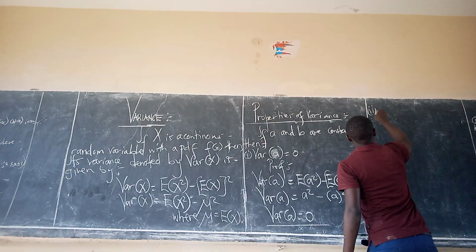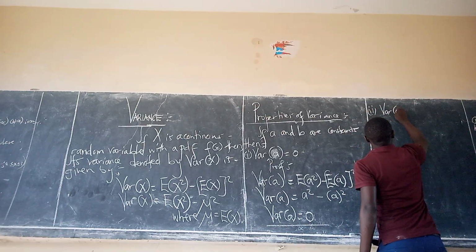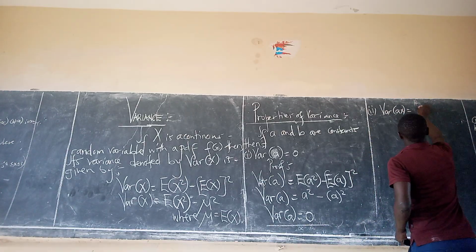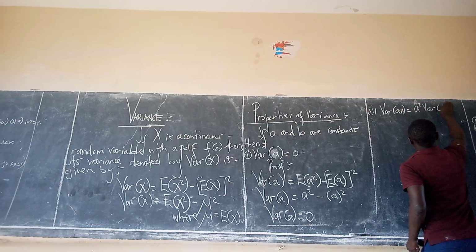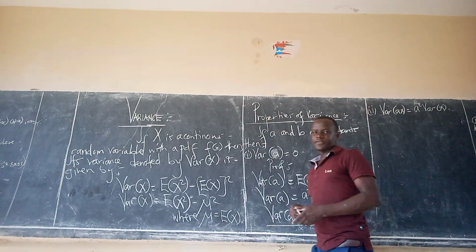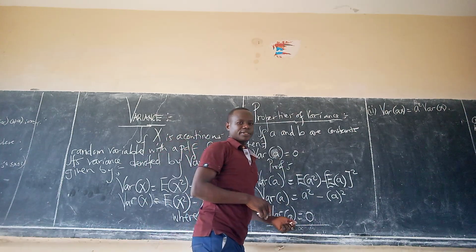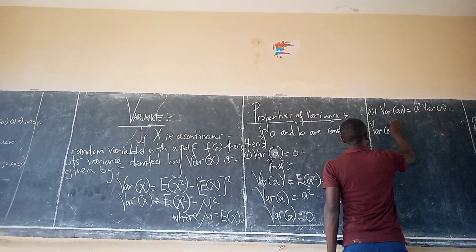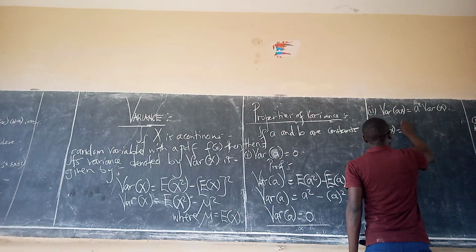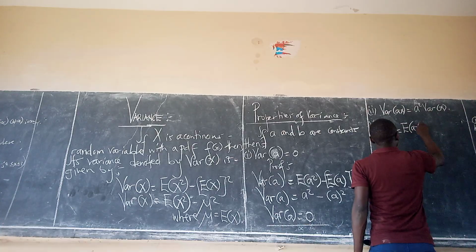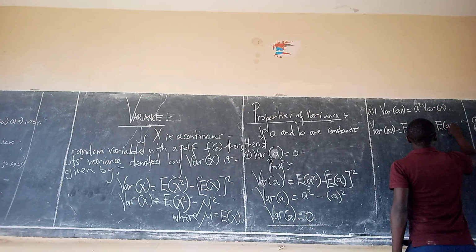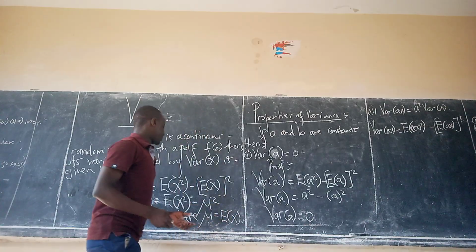Roman 2. The variance of ax is the same as a squared times the variance of x. If we want to prove that, we say that the variance of x is the same as the expectation of x squared minus the expectation of x, but the whole thing squared, and we are using this very property.